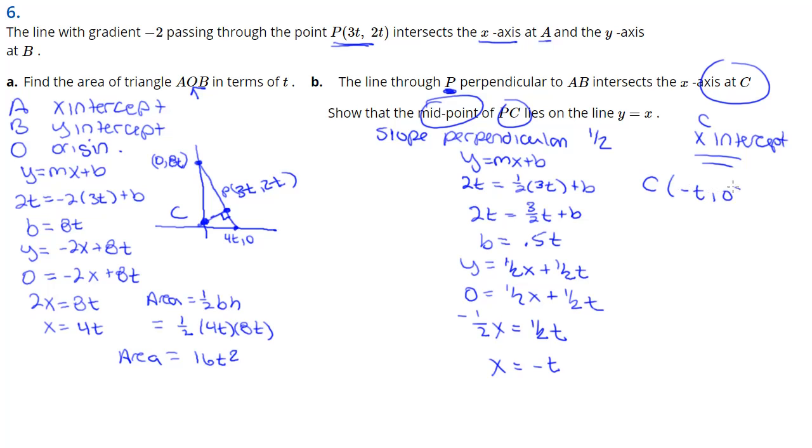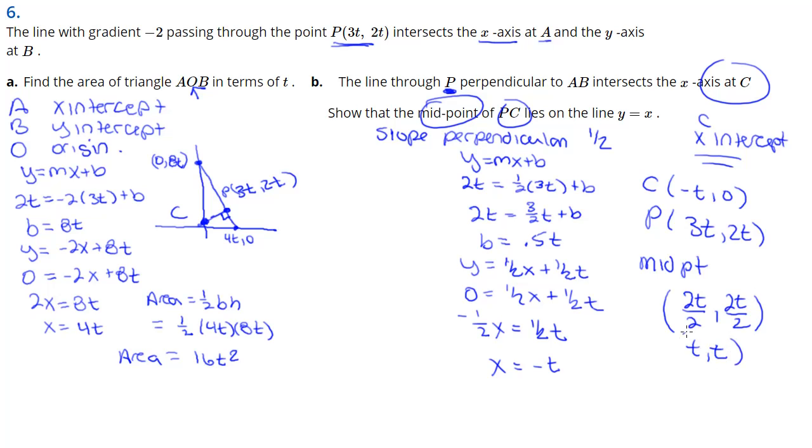We can go ahead and write that as a point. We can go ahead and write our other point, P, which is (3t, 2t). And these are the 2 points we've got to find the midpoint of. So if we add 3t and -t, we're going to get 2t, and then we divide that by 2 to get our x-coordinate of the midpoint. And then we take 2t plus 0 and divide that. Well, in both cases, you'll notice it's a 2t. So 2t divided by 2 is t. So our midpoint is (t, t).